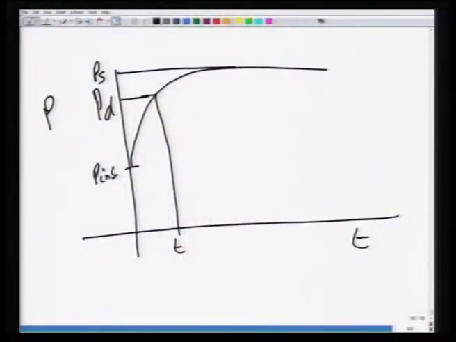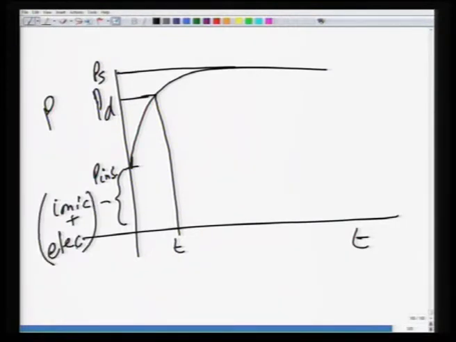And when you remove the field, of course, the molecules relax back from P_s to 0. This P instantaneous is nothing but the sum of ionic plus electronic, and these two are almost instantaneous because they take place at very high frequencies.